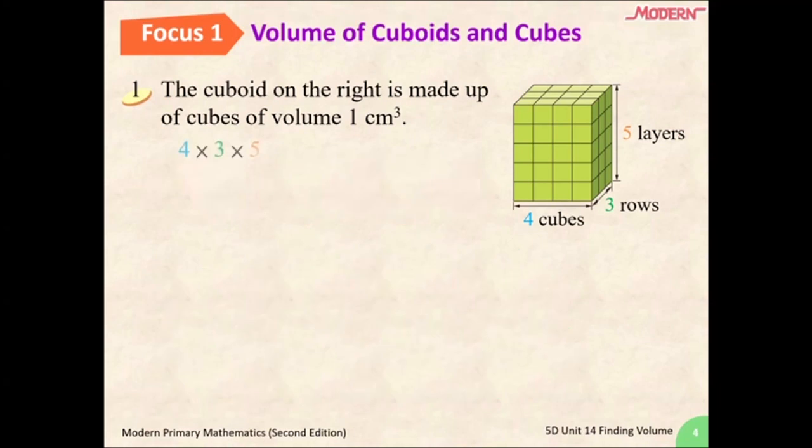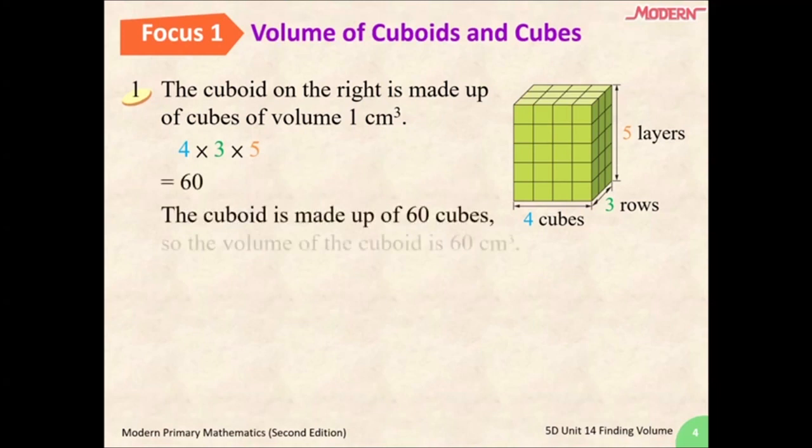So if we put it in a multiplication, we can say that 4 times 3 times 5 is 60. So the cuboid is made up of 60 cubes, so the volume of the cuboid is 60 cubic centimeters.